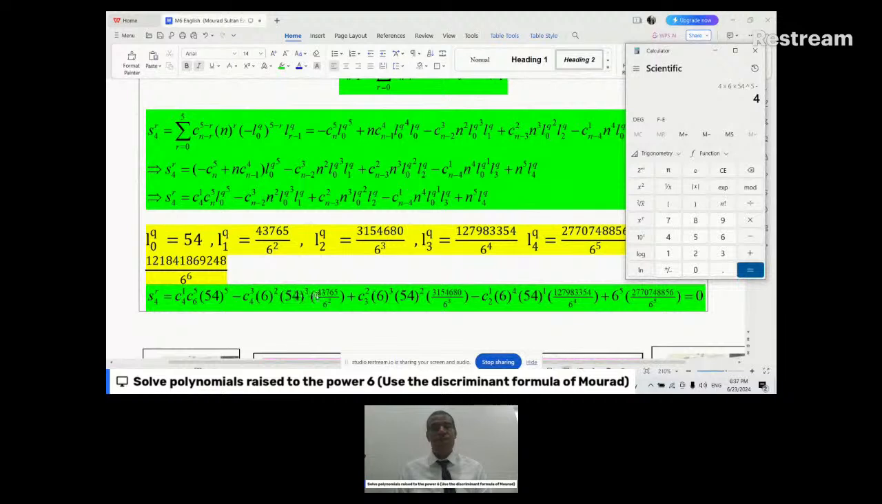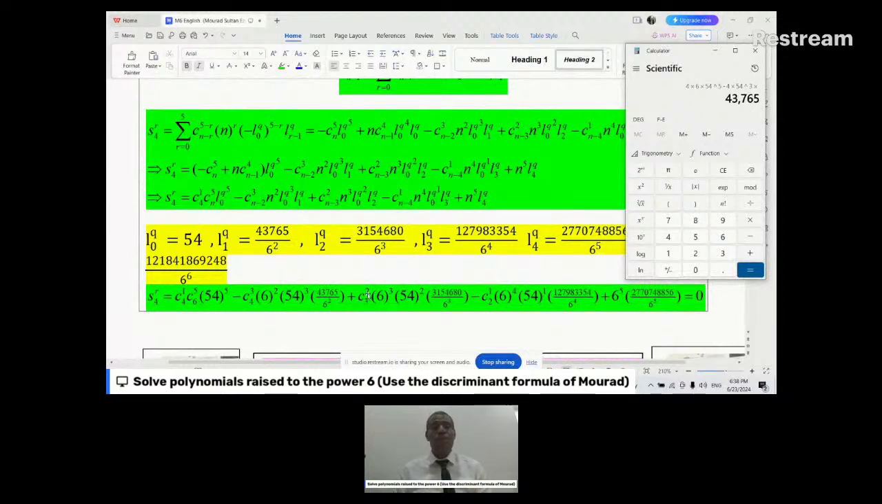Times 43,765 divided by 6 squared, and here multiplied by 6 squared. This and that will be cancelled. I will just write this value times this times the numerator value only. So minus 4 times 54 cubed, times 43,765. Okay, I finished the second term.